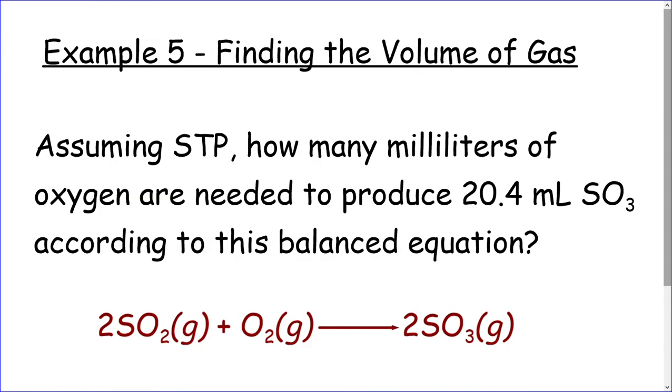Okay, example 5, finding the volume of a gas. It says assuming standard temperature and pressure. Now it's asking how many milliliters of oxygen are needed to produce 20.4 milliliters of SO3 according to this balanced chemical equation. Notice it's just giving you milliliters. It's just expanding that step one part further.